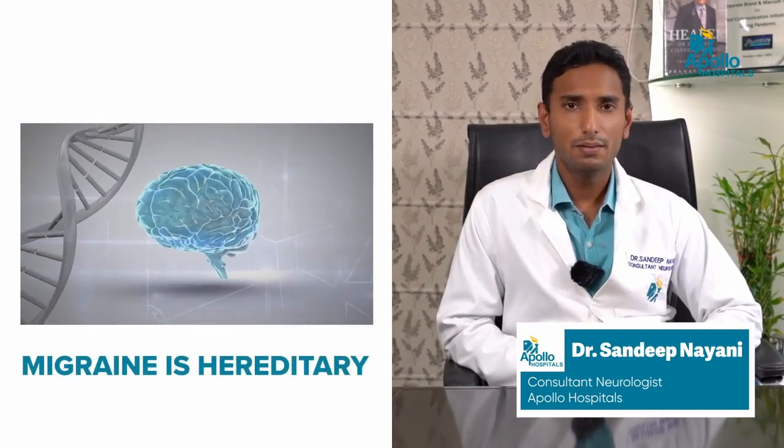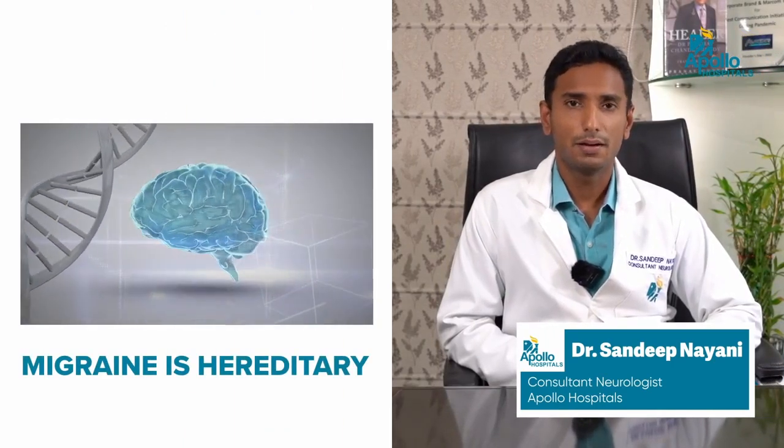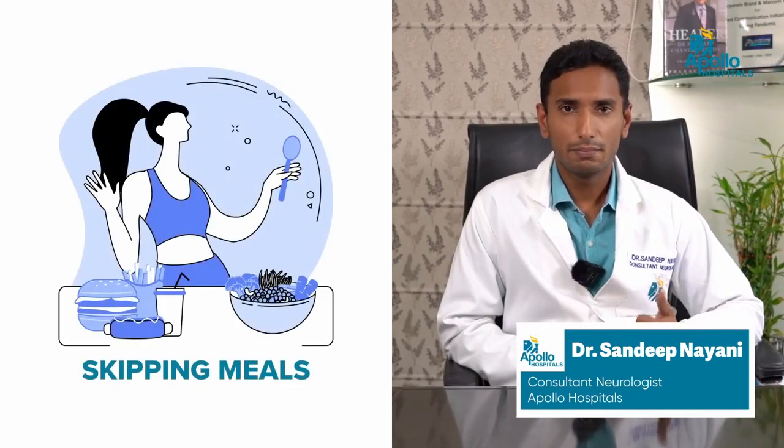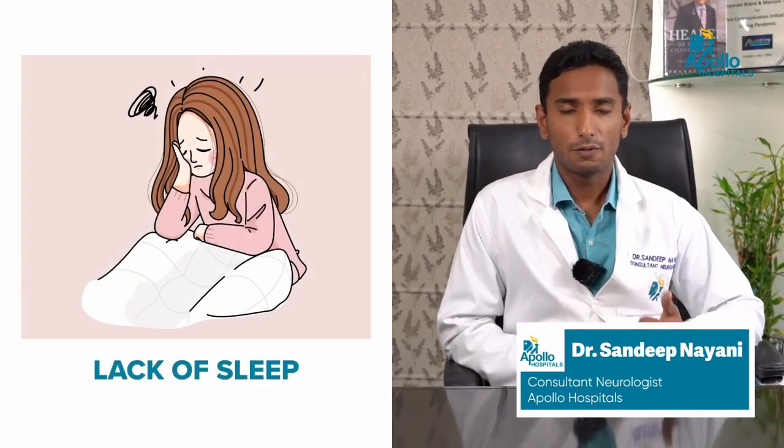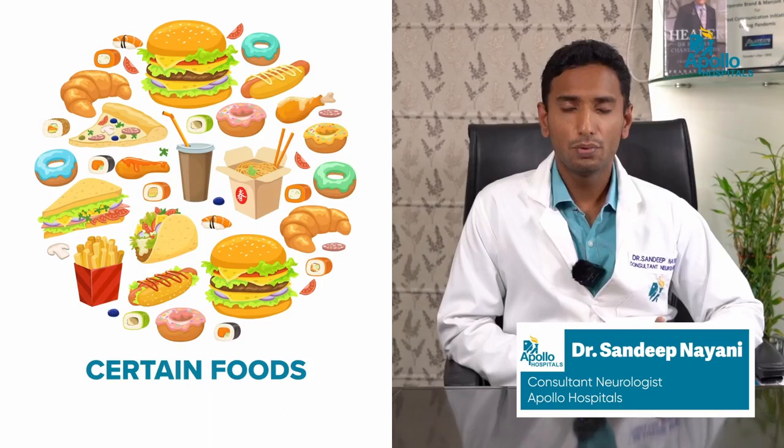Like I discussed earlier, migraine definitely has a genetic basis. Some people are genetically more predisposed to get migraine episodes. In those people, there are certain triggers which can bring about more episodes of migraine. Most important of them are missing a meal, lack of sleep, certain foods.